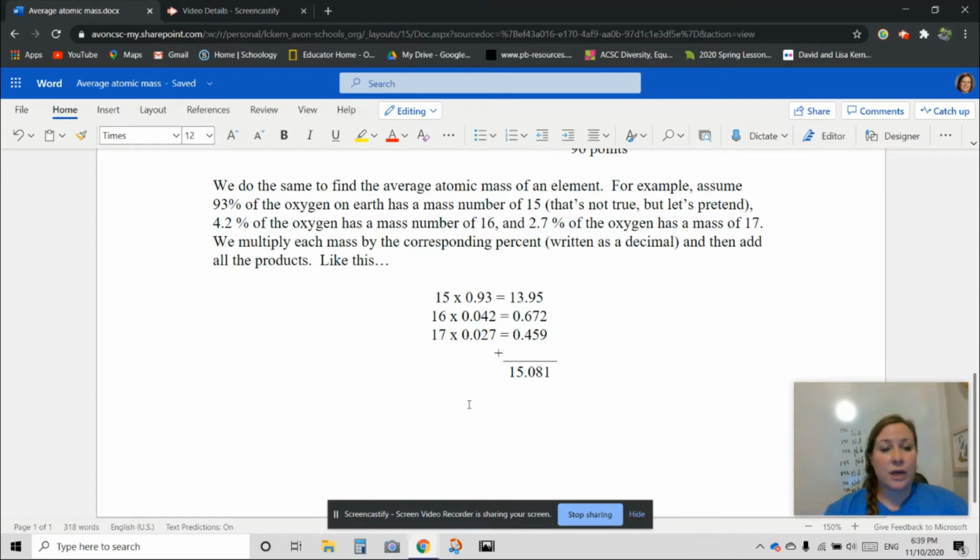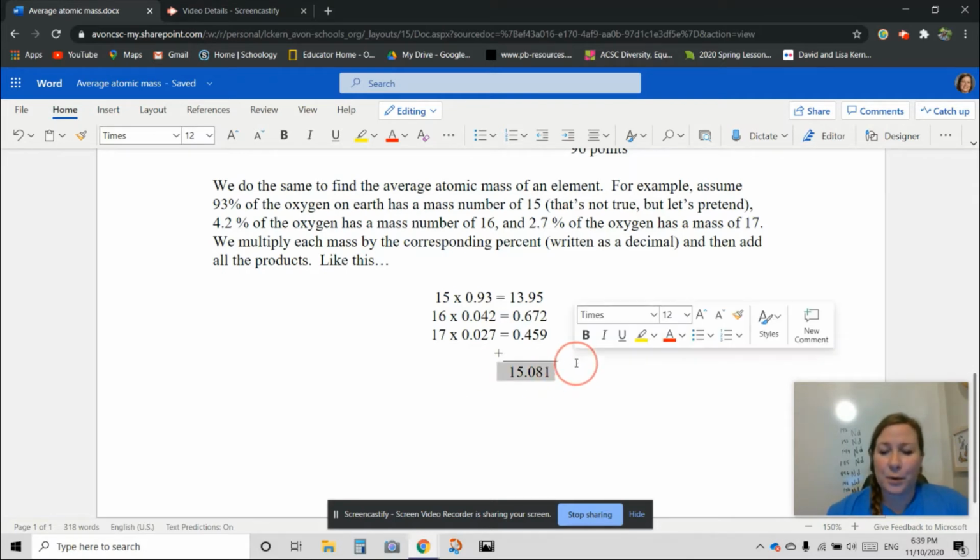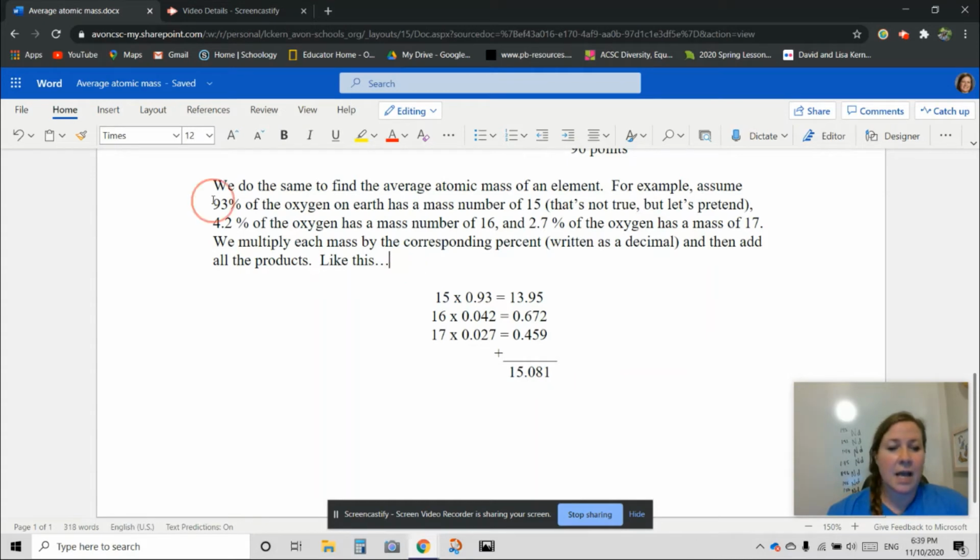Also, if you look on the periodic table, these are the numbers that you find in the boxes. You know, there's the atomic number in the box on the periodic table for each element, but there's also the average atomic mass, and it's the weighted average for all of the isotopes that we've ever discovered. And if you look at oxygen, you'll find this one is not correct, and it's because I made up these numbers and they're definitely not right.